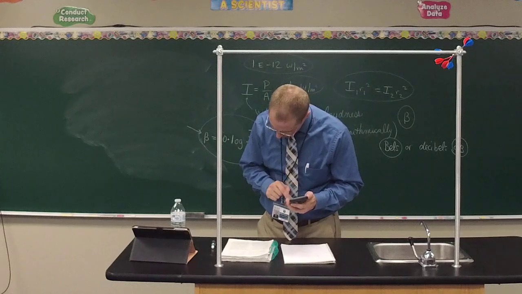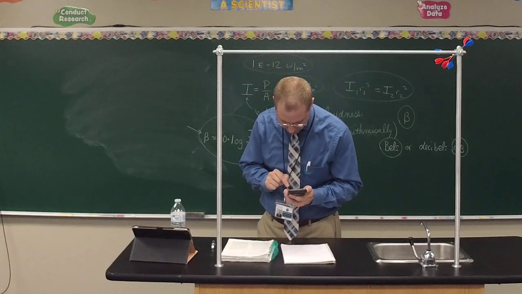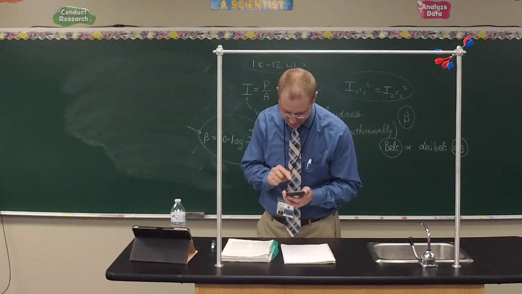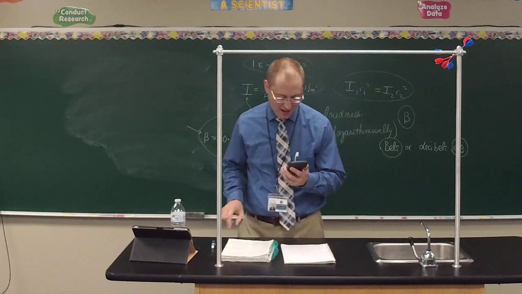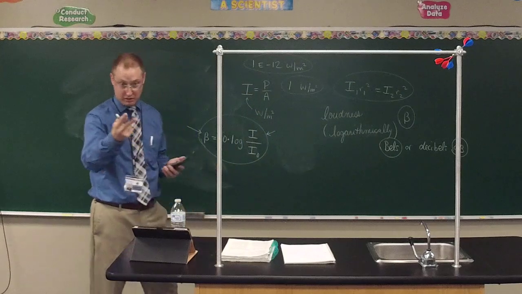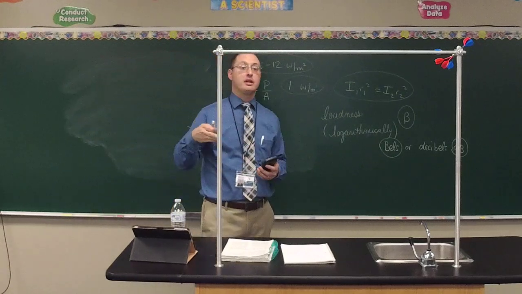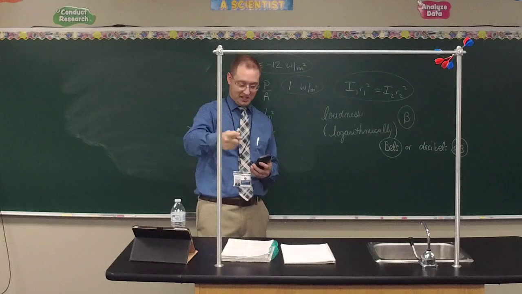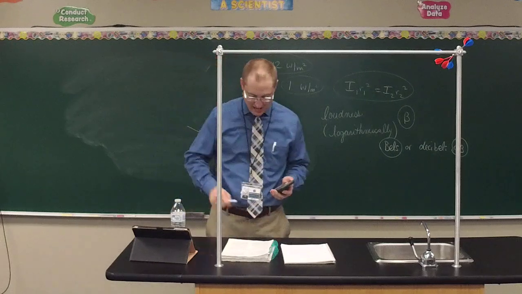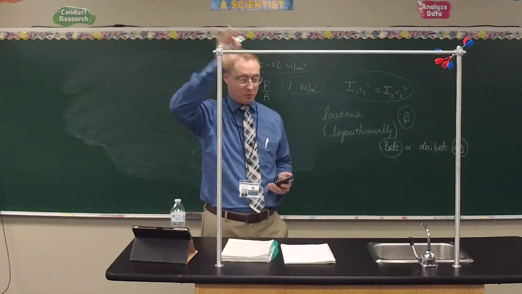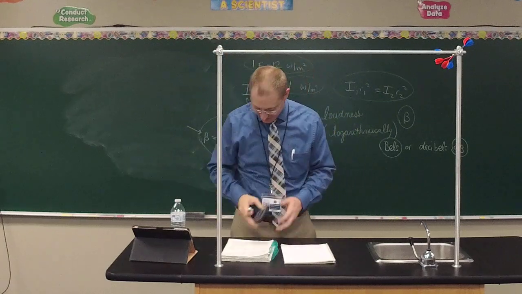3.2 E negative 3 divided by 1 E negative 12. Take the log. That's not what I saw a minute ago. Take the log times 100. Yep, it is 95.05 and so on. We'll round it to 2 sig figs: 95 decibels. How many had 95 decibels? All right, so we all ended up with that, and I eventually got there on mine.